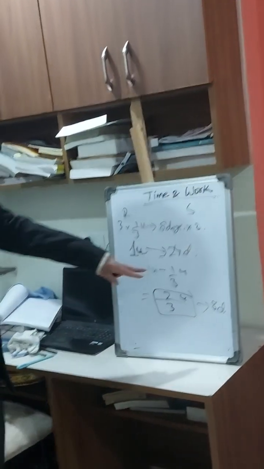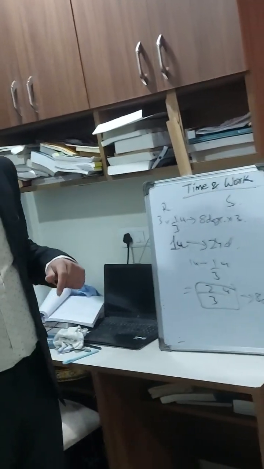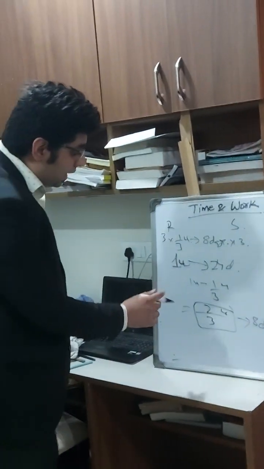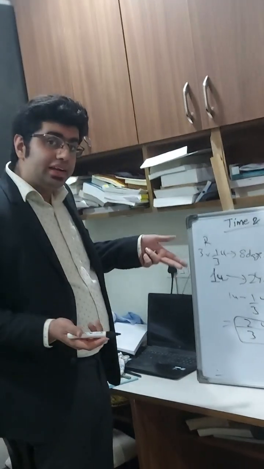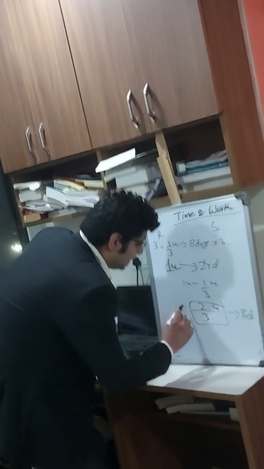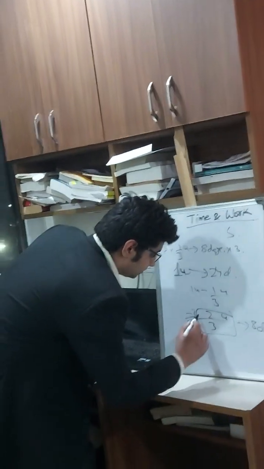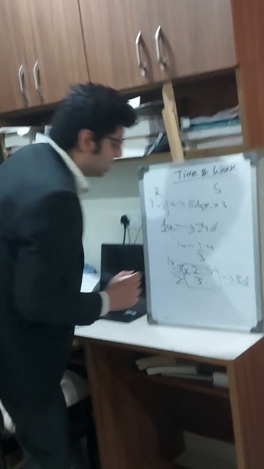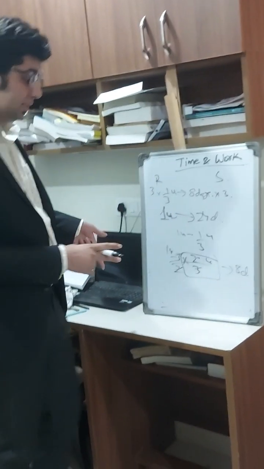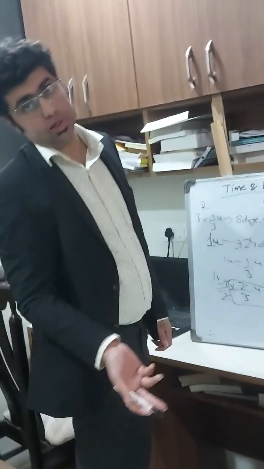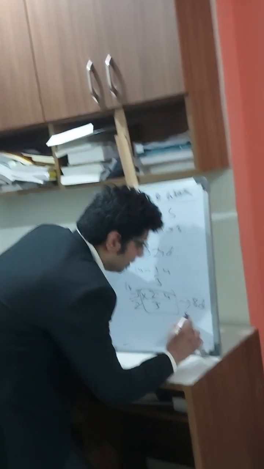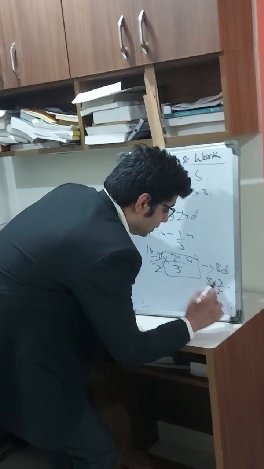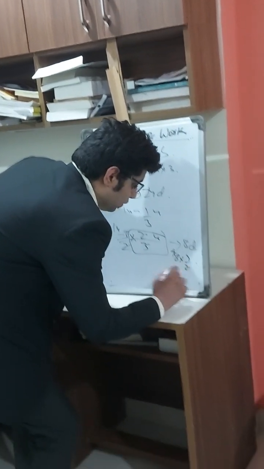So if Sham does 2/3 unit of work in 8 days, we have to find in how many days 1 unit of work would be done by Sham. If we multiply the LHS by the reciprocal of this, just like we did in the previous question, if we multiply the LHS by 3/2, it will cancel out and become 1, and since we multiplied the LHS by 3/2, we have to multiply the RHS also by 3/2. So it will become 8 into 3/2. The 2 cancels, it will be 4, and 4 times 3 is 12 days.